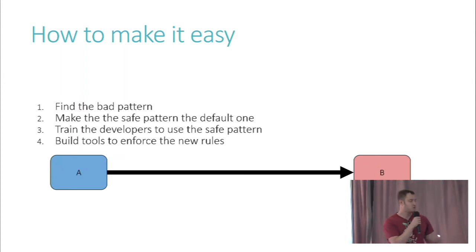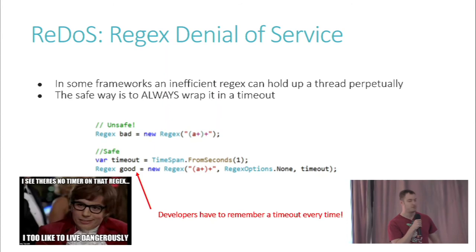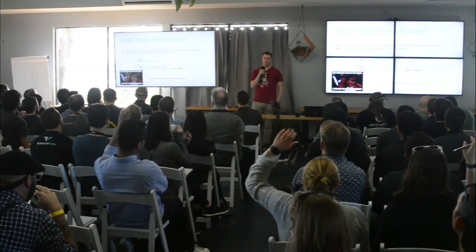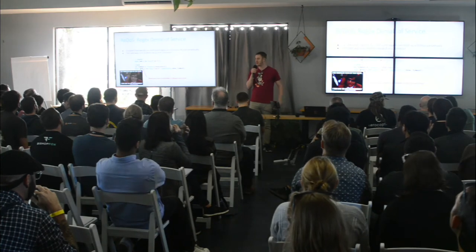Then you train the developers to use the safe pattern instead of using the bad pattern. And then finally, you make some very simple and very easy static analysis tools to ensure this works a lot better. All right. So who here knows what regex denial of service is? It's cool if you don't.